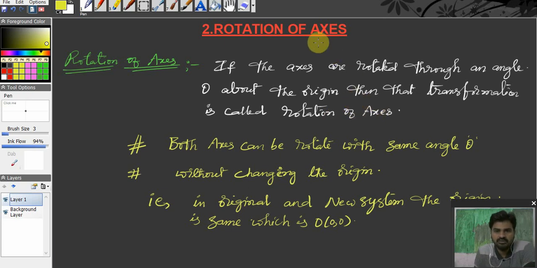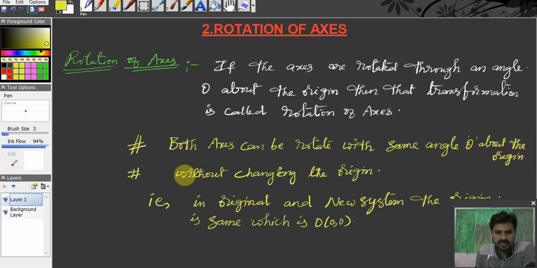Here you have to observe the two main conditions in the rotation of axis. The first one is that both axes are rotated with the same angle. That is the most important condition. We rotate the two axes with the same angle about the origin. So that is the main concept.